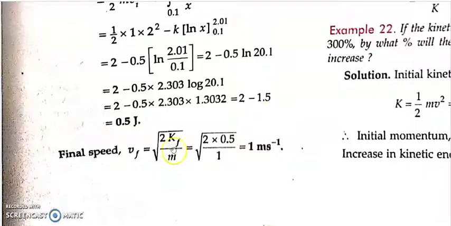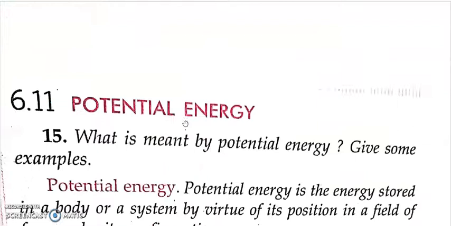So here you can see the final kinetic energy, and the mass is 1 kg. So this is the final velocity. This is a problem based on the work energy theorem. Okay, then what is potential energy?